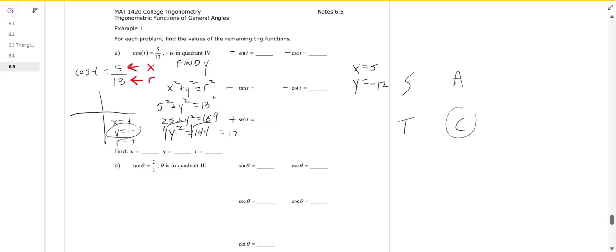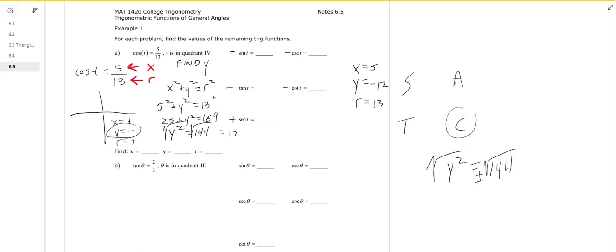Okay, you may remember in college algebra, when you solve an equation of this type, you're used to putting a plus minus in there. Well, when you're dealing with trig functions, y could be negative or it could be positive. You have to reason out which one it is. And then r is 13.